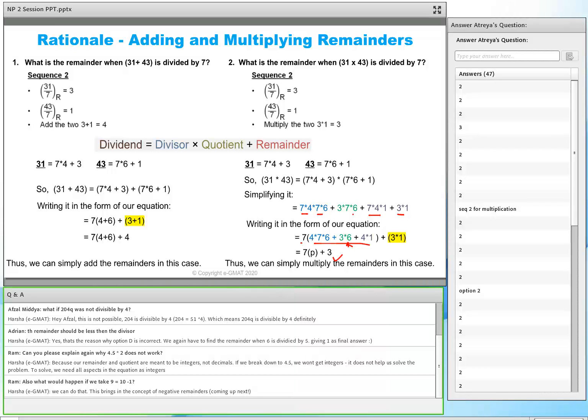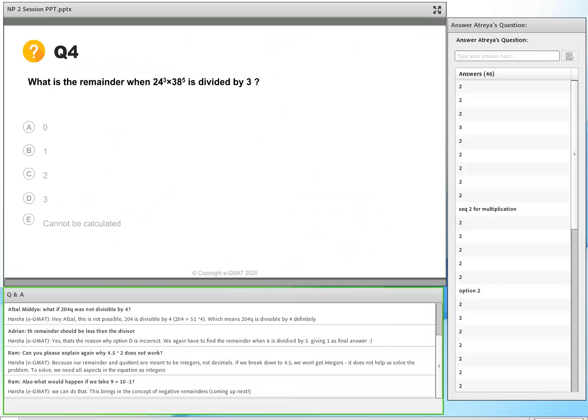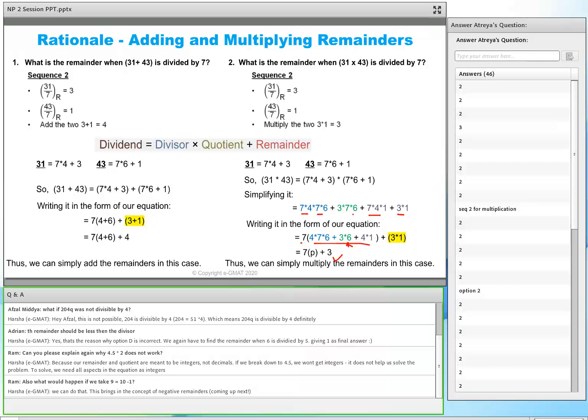So both these addition and multiplication of remainders are around the same concept of dividend is equal to divisor times quotient. You need to decide which sequence you use. But as a recommendation, whenever you have larger numbers, whenever you have products, always use the second sequence.